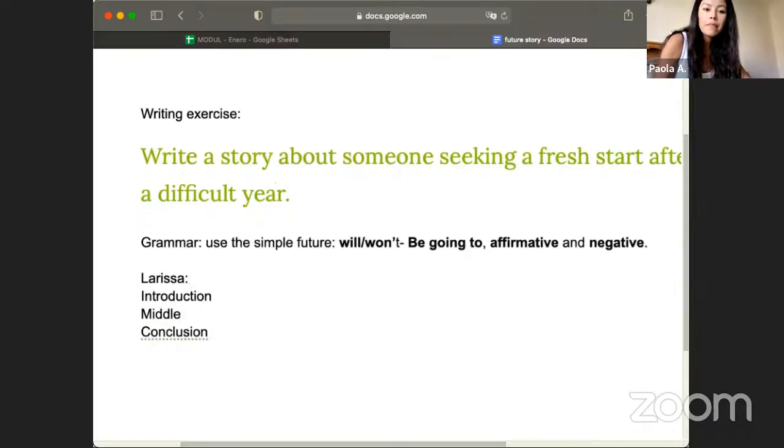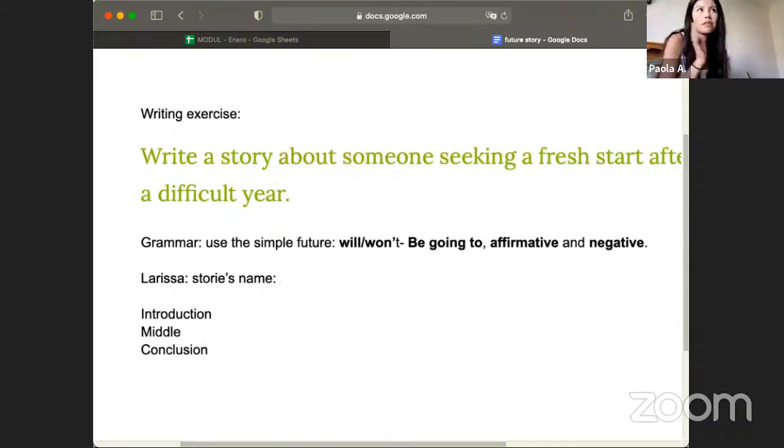And at the end, when you finish your story, you're going to give your story a topic or a name. Okay, so what's the name of your story? You give it a name. It could be anything. For example, the person you're going to talk about, it could be John, right? So you can say John's new beginning, whatever you want. Okay. So it doesn't have to be separated, it has to be all together, right?